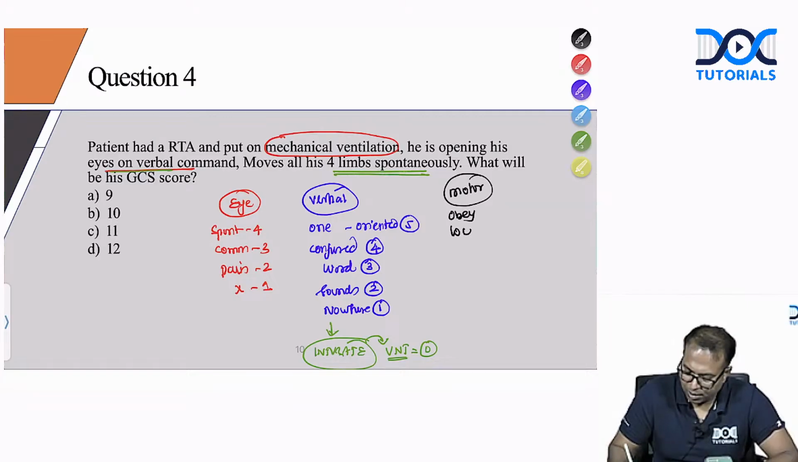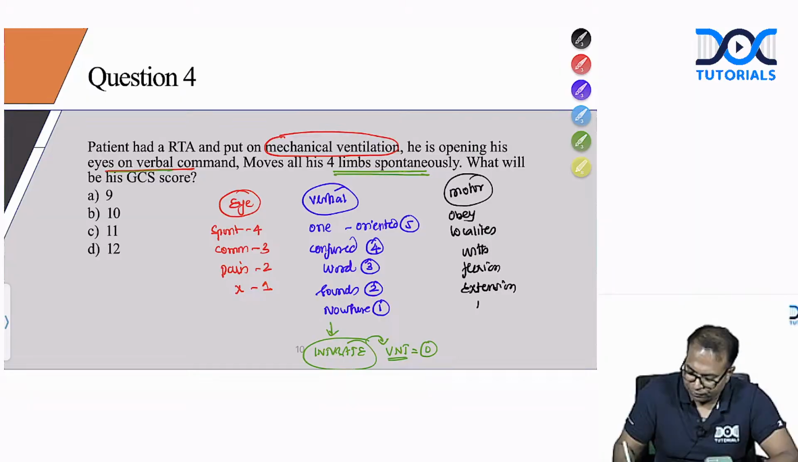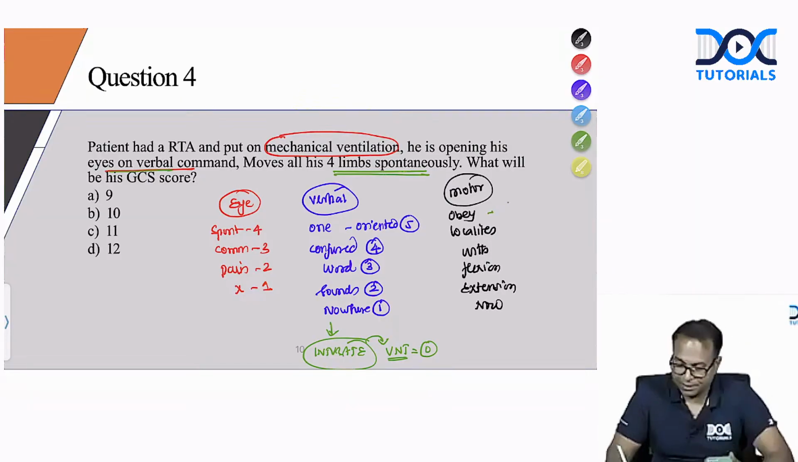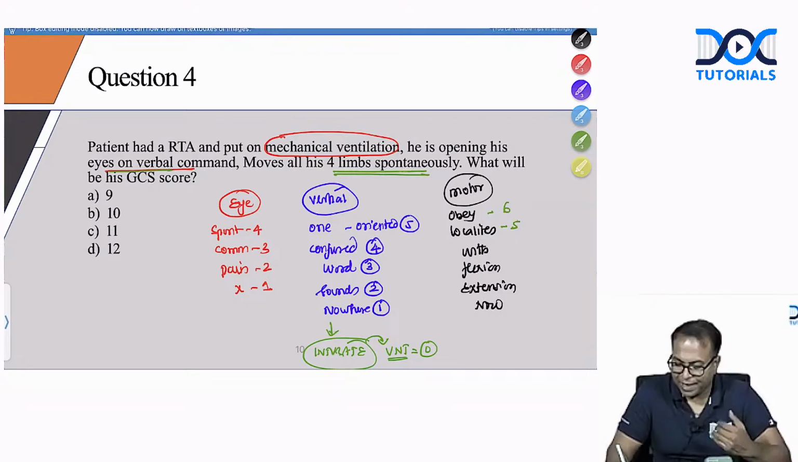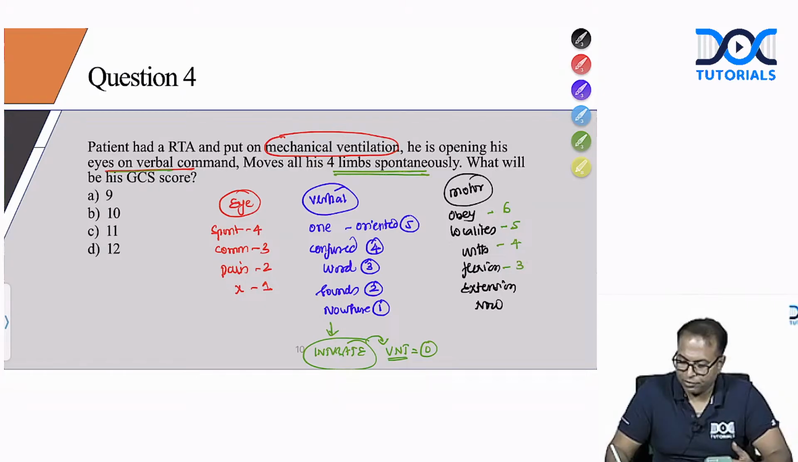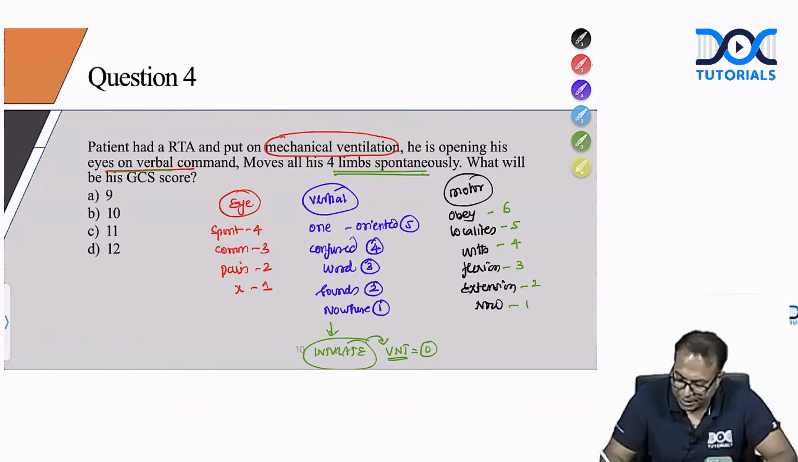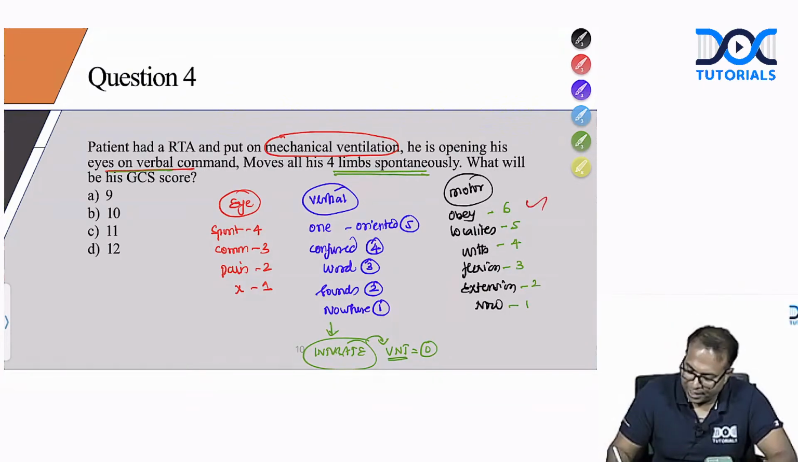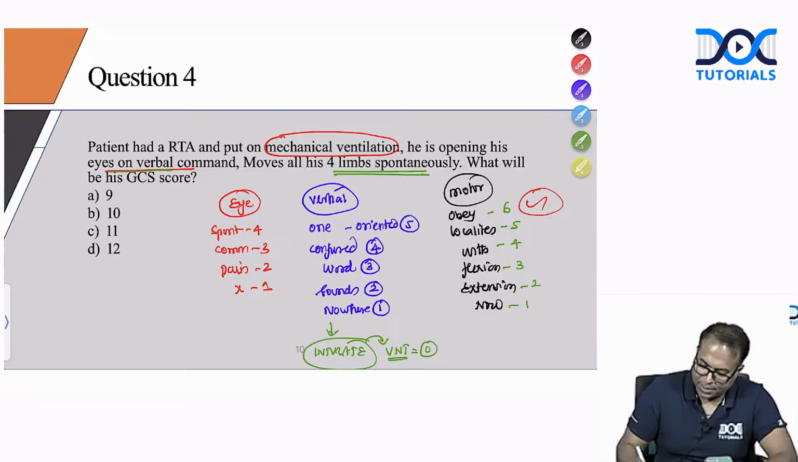Finally, motor response is very easy to remember. The mnemonic is "Obeys, localizes, withdraws, flexion, extension." So obeys command, 6 points. Localizes pain, 5 points. Withdrawal, 4 points. Flexion deformity, 3 points. Extension deformity, 2 points. No response, 1 point.